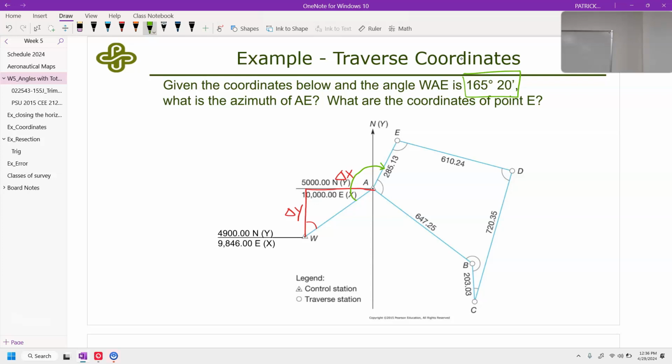The method we talked about in class last week, a common technique when we have a polygon that's closed in on itself, is if you have an azimuth here, you can calculate the back azimuth from A to W. Then add the field angle to your next station. So I'm going to calculate my delta x, delta y, figure out this initial azimuth from W to A, and then calculate the back azimuth from A to W. Add my field angle to get my azimuth AE, and then break it into delta x, delta y at 285.13 to figure out my coordinates.